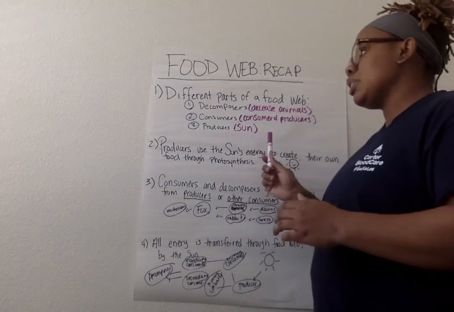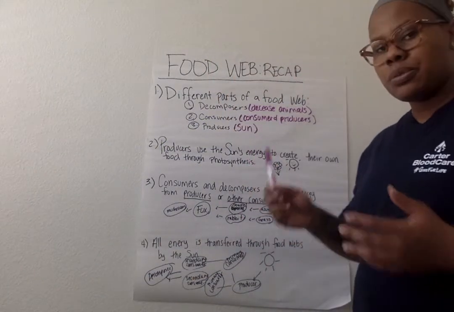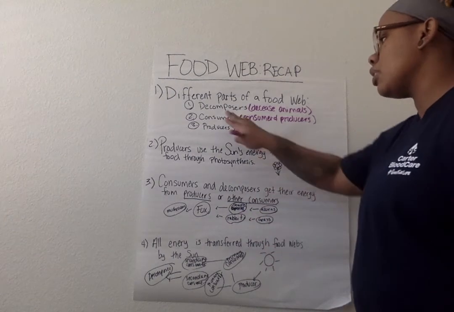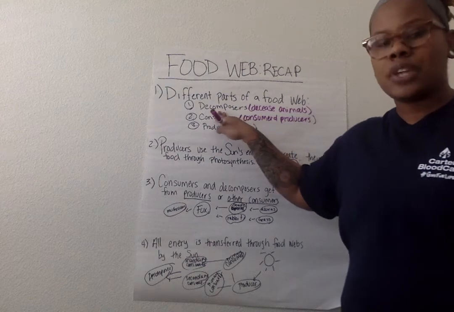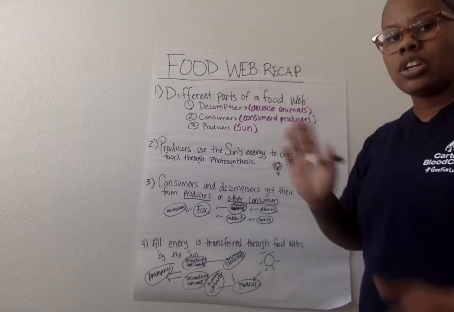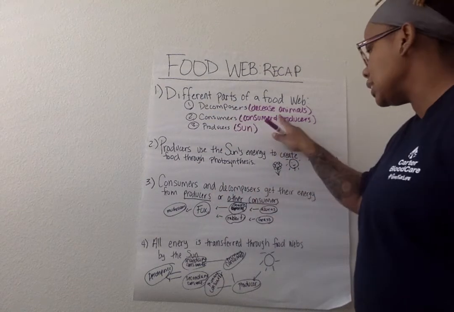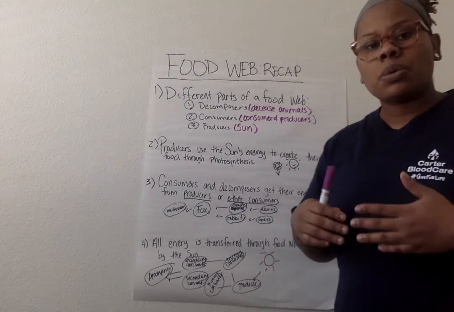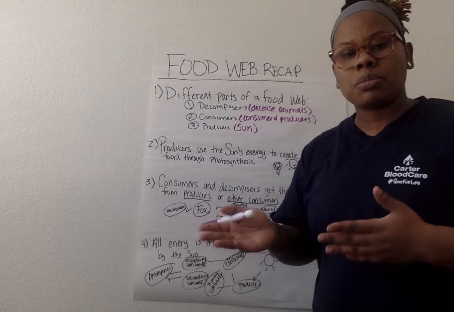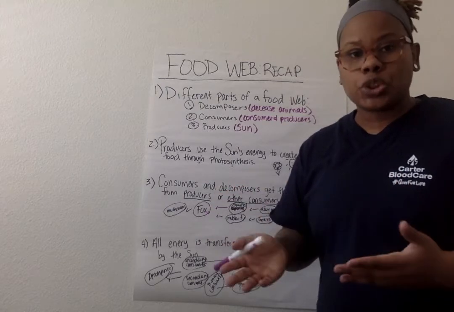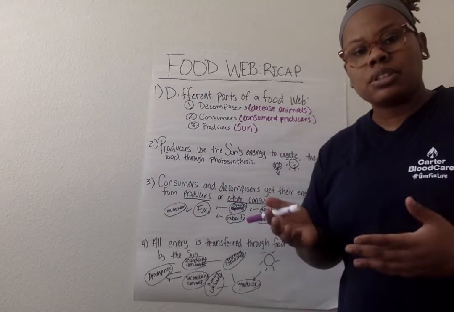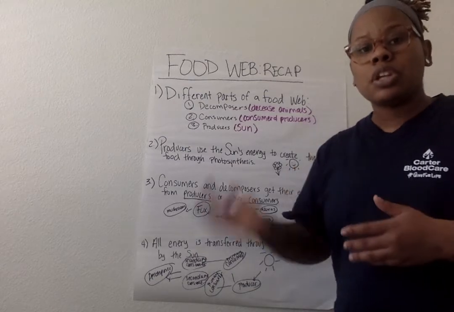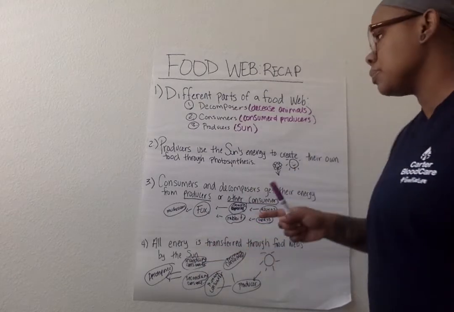So the first thing that we need to know about food webs is that food webs are made from different parts. So those different parts are decomposers. And we know that decomposers get their energy transferred from deceased animals. So when an animal is deceased, the organism, let's say a mushroom, is going to be able to get its energy transferred from the deceased animal to the mushroom in order for it to live.